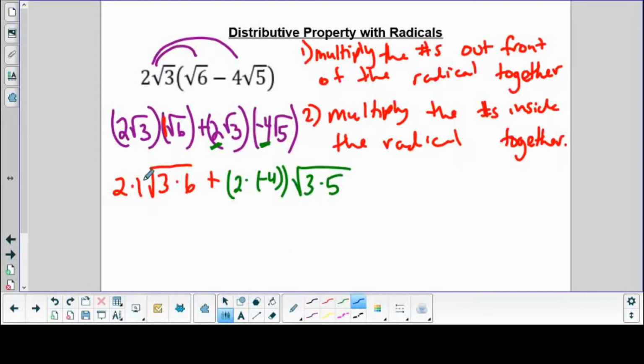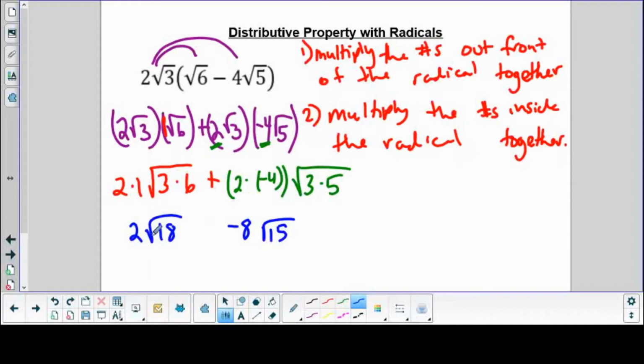And then you just need to simplify. 2 times 1 is 2. Square root of 3 times 6 is 18. Plus 2 times negative 4 is negative 8, so we can get rid of that plus sign, because a plus negative is going to be negative. And then 3 times 5 is 15, square root of 15. So this is 2 square root of 18 minus 8 square root of 15.